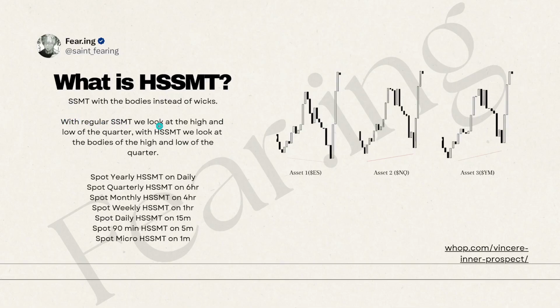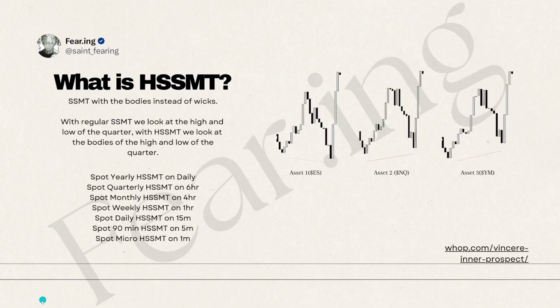With regular sequential SMT, we look at the wick high and the wick low of the quarter. With hidden sequential SMT, we look at the bodies. So regular sequential SMT is with the wicks and hidden is with the bodies. So as we can see right here, it is the body low of that quarter.